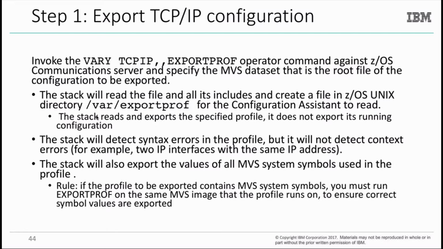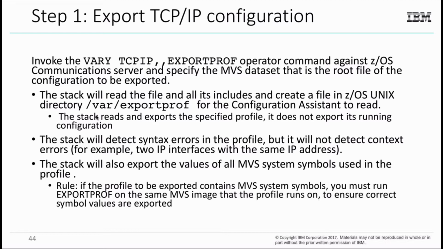Now it's important to understand this, because this is different from how it works on the policy side. We read and export the specified profile. We do not export our running configuration. Right? So we read the profile, we run it through the syntax checker, and then we output JSON. What this means is that you can export any profile from a TCP/IP stack. It doesn't have to be the one that's running, with limits, which I'll talk about in a minute.